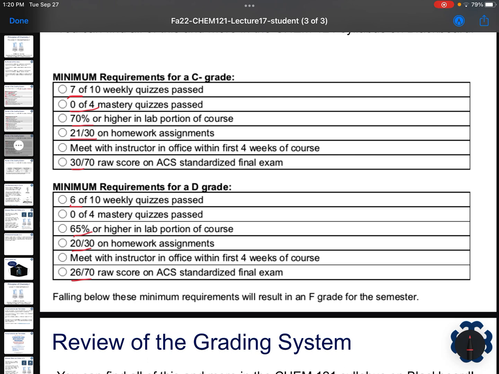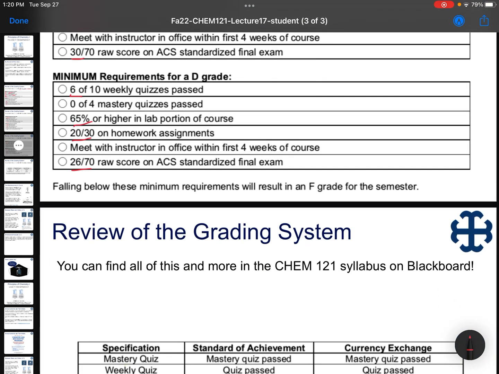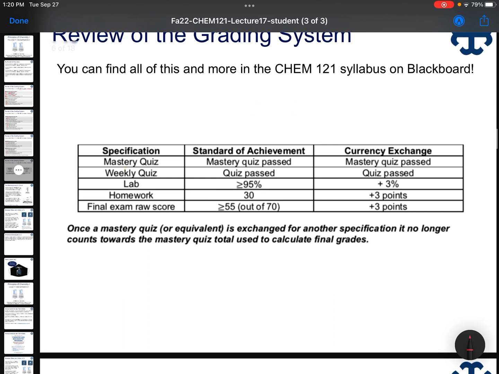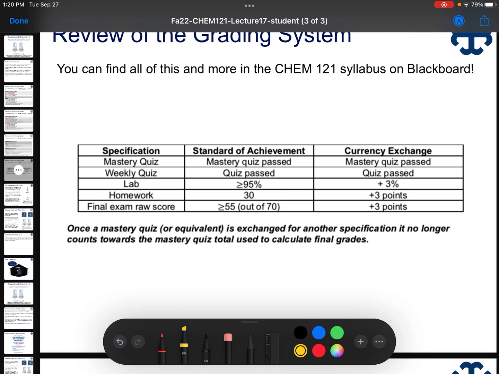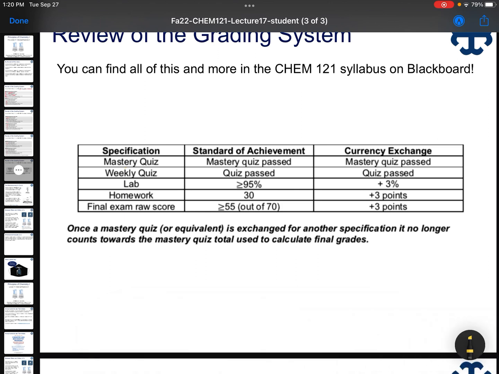One other twist in this is that we have a sort of currency system built into this, and so let me pull up a highlighter here and try and make this a little bit more clear. These are all specifications that you are currently working to achieve. Mastery quiz is, of course, the most difficult of these, and so if you pass a mastery quiz at any point, you can use that mastery quiz to supplement basically any of these specifications on the far right column here.